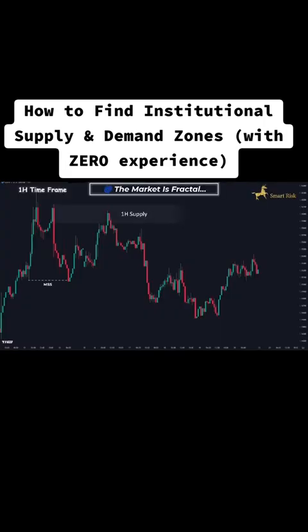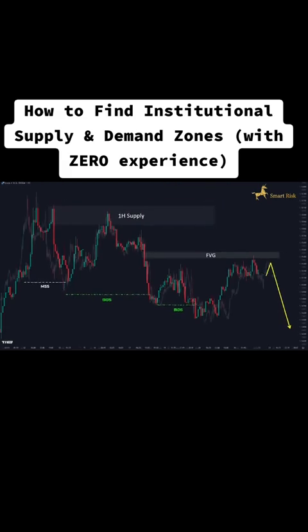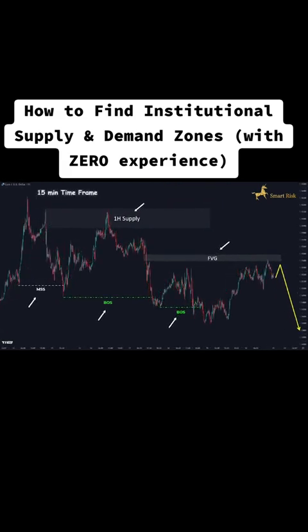Well, first, let's remember this. The market is fractal, meaning what happens on one time frame also happens on every other time frame. Whether you're watching a 1-minute chart or a daily chart, the same patterns repeat.